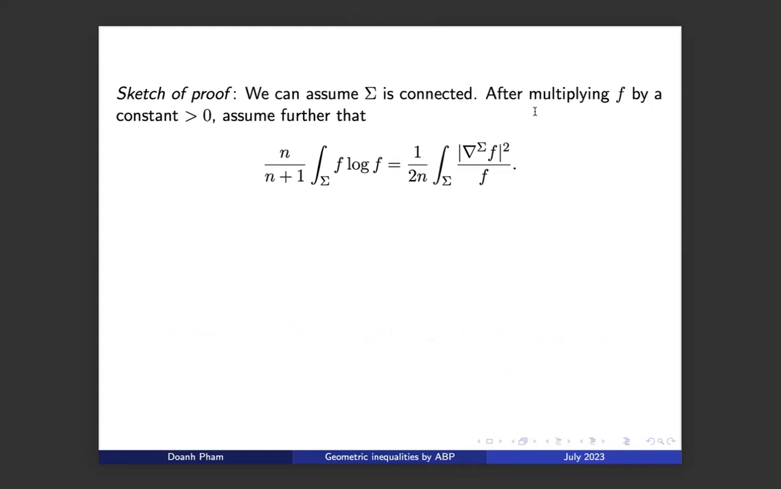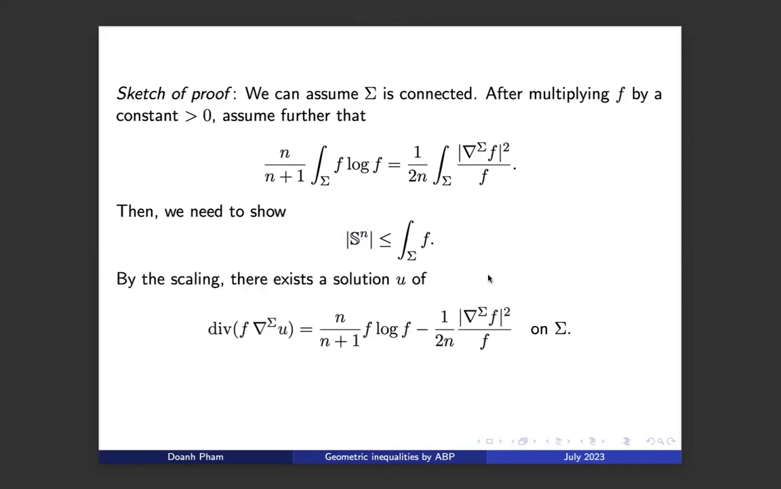Then after multiplying f by a positive constant, we can assume further that we have the relation: the integral of f log f is a constant depending on n, times the integral over sigma of gradient f squared over f. Then with this scaling, we need to show that the volume of the n sphere is less than or equal to the integral over sigma of f.